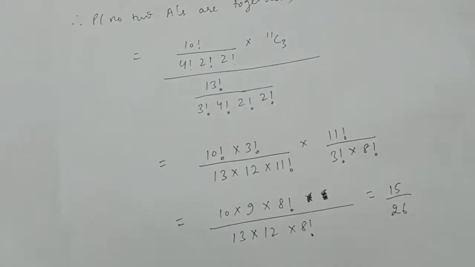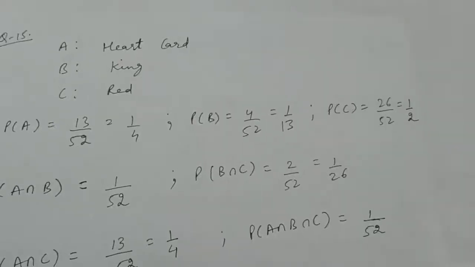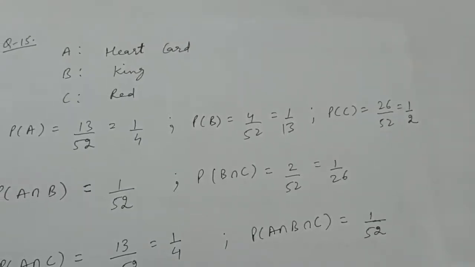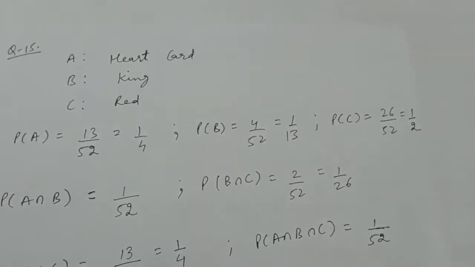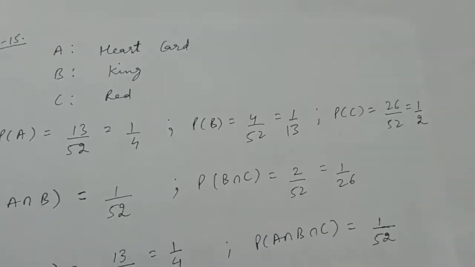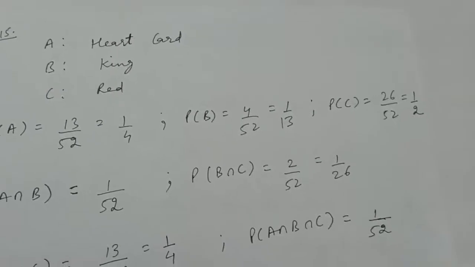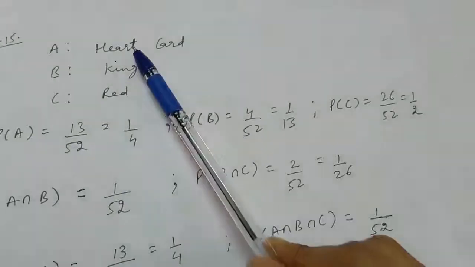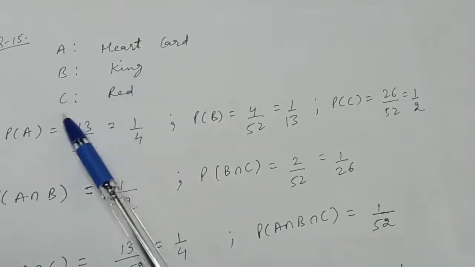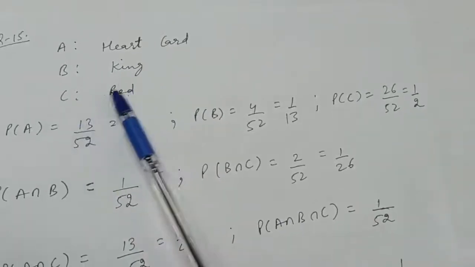15/26. Now question number 15 is, a card is drawn from a deck of 52 cards. Find the probability of getting a king or a heart or a red card. So we have to find the union of these 3 events. Let the event A be that the card is a heart card. Event B is that the card is a king, and the event C is that the card is a red color card.